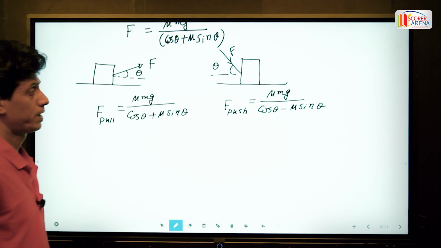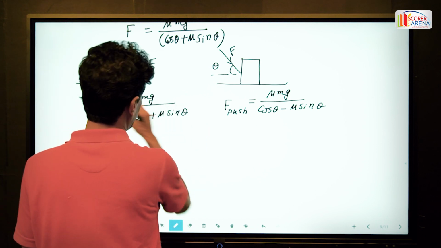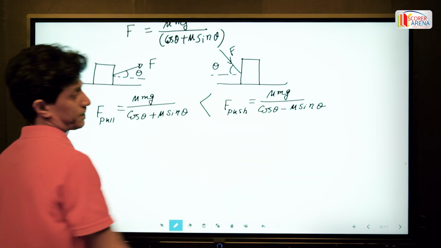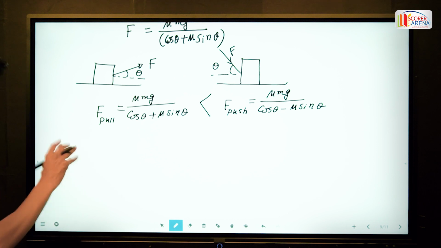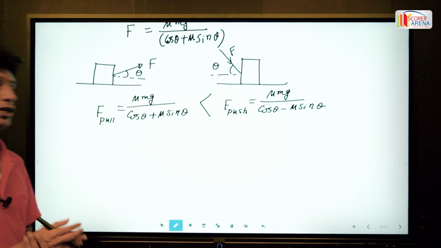Obviously, the pulling force is less than the pushing force. This is why pulling is easier than pushing.